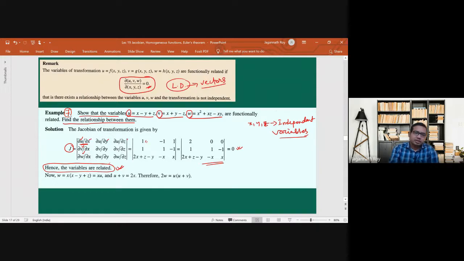Now we have to find out the relation between these. So as you can see here, w can be written as x times (x minus u). It is u plus v equals 2x, therefore we are writing this. So this is one more property of a Jacobian: if they are related, then we have this Jacobian as 0. From this Jacobian, we can get the relation.